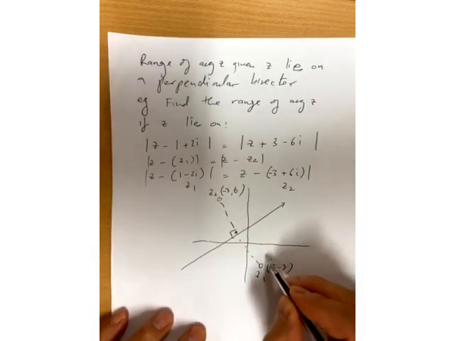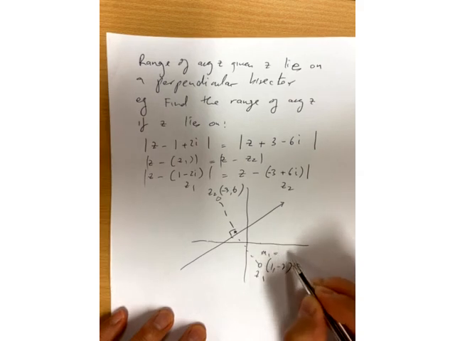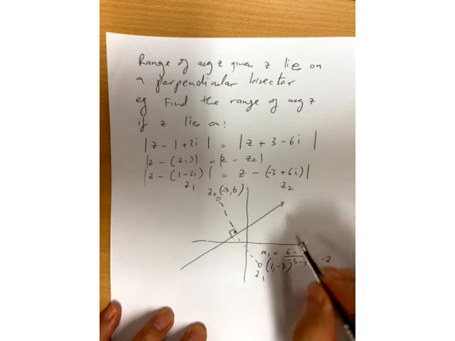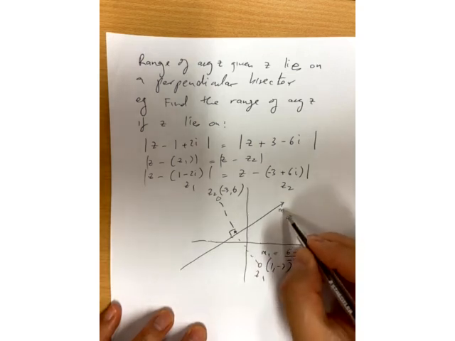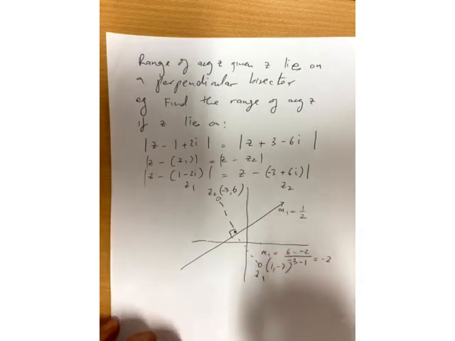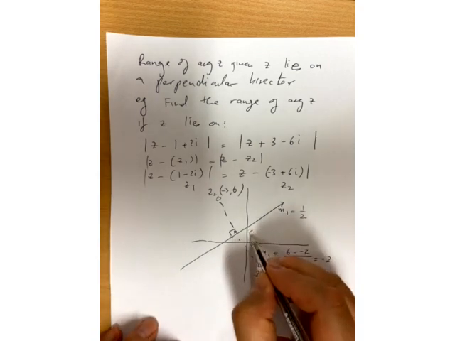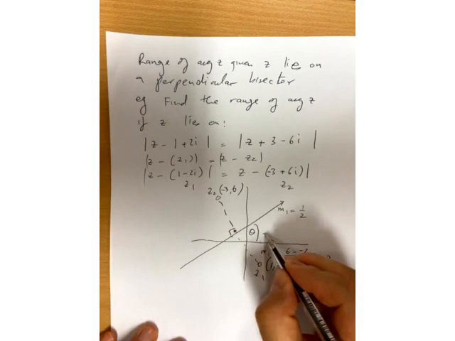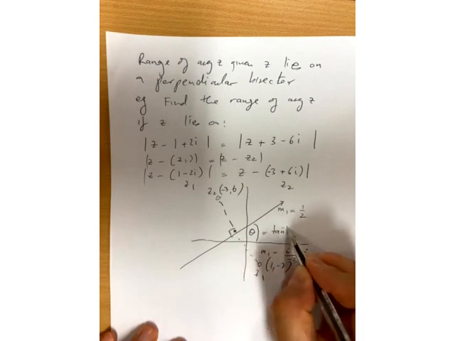So the gradient of m1 then is going to be 6 minus negative 2 on negative 3 minus 1, which by the way is minus 2. And so m2 then is going to be a half. So which means that if you take this as my angle, yes, that angle is tan inverse of a half.